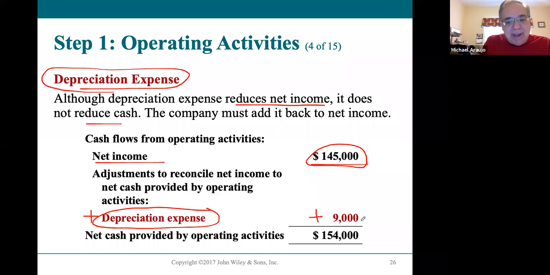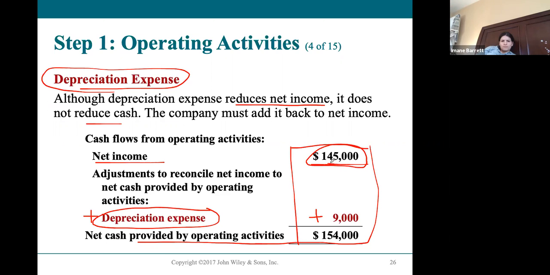So that's why we're adding it back in. So right now, we would have net cash provided just with these two things alone of $154,000. The $145,000 in net income, adding back the $9,000 we subtracted out, because it's not a cash expense. We don't write a check for depreciation.